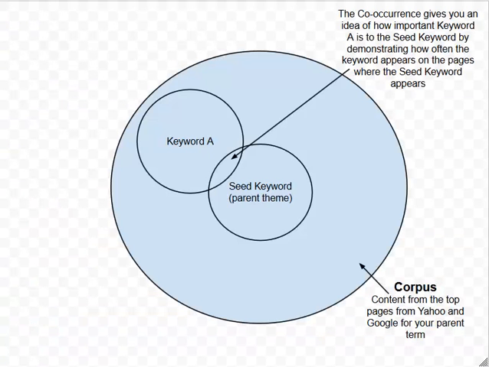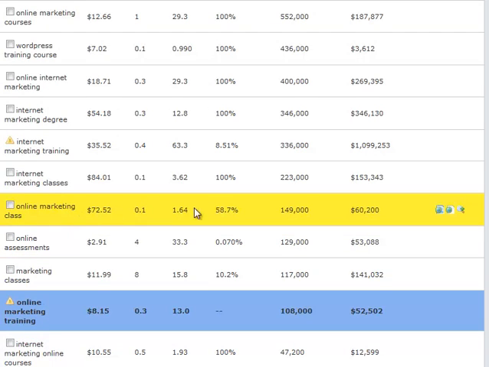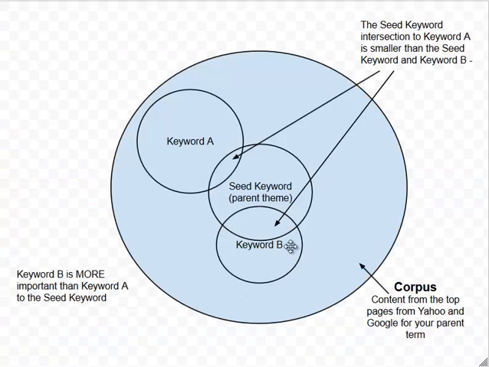Alright, now let's go on to talk a little bit about the next keyword. We've got here keyword B, and if these circles are the size of the competing pages, we had roughly the same size for the seed term and for keyword A, while keyword B is a little bit smaller. What I wanted to point out in my illustration was that the number of competing pages about the keyword can be smaller, but the intersection can at the same time be larger, which means keyword B is actually more important to this theme represented by the seed term.